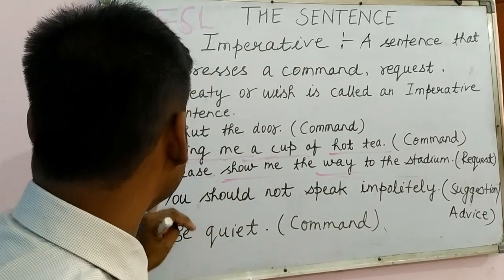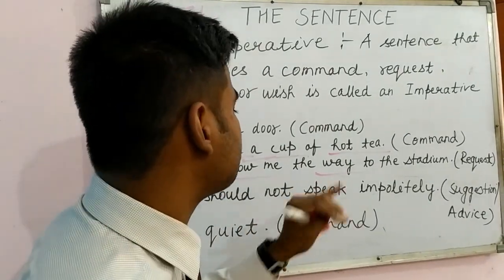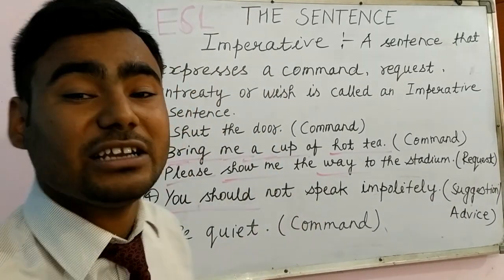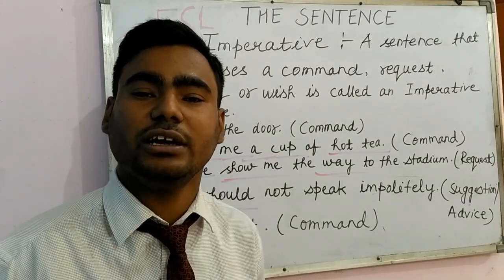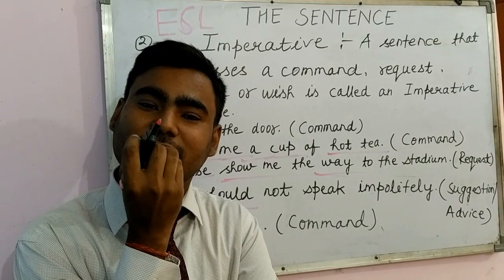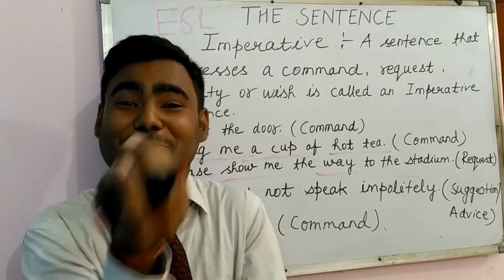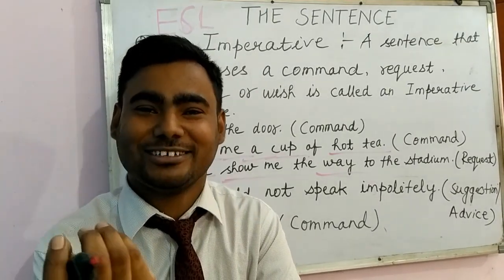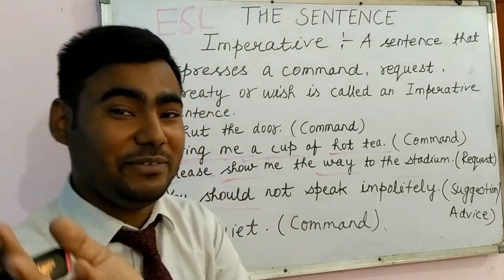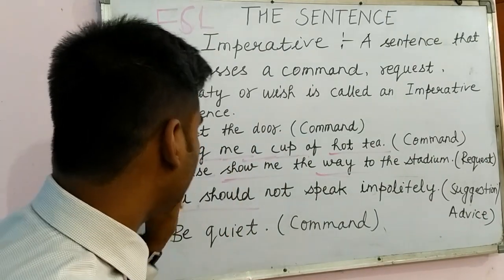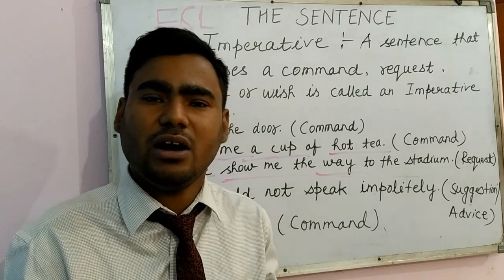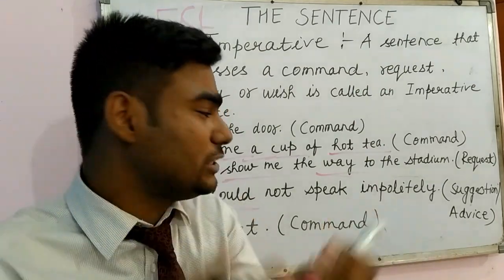Next topic: you should not speak impolitely. Someone suggests to you, like a teacher says you are not good at English. You get confused: why does sir teach me like that? I'm not good at English. Oh my God, I can't do this. So just forget this example. Listen to me and we will explain the meaning. Impolitely means you are not polite, you have no sense of how to treat the person.